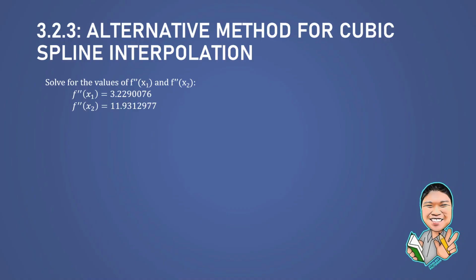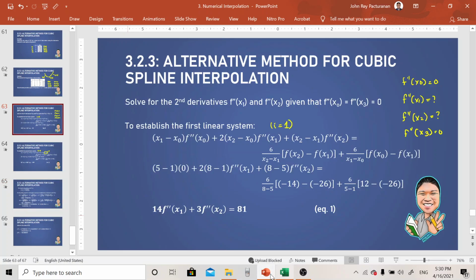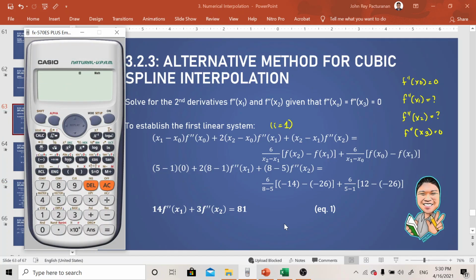So now, solve for the values of f double prime x sub 1 and f double prime x sub 2. So ito na siya. You can just use your own calculator. So for instance, let me show my calculator. May calculator kasi ako dito. So yung unang equation, mode 5.1, kung familiar kayo dito, 14, 3, 81.